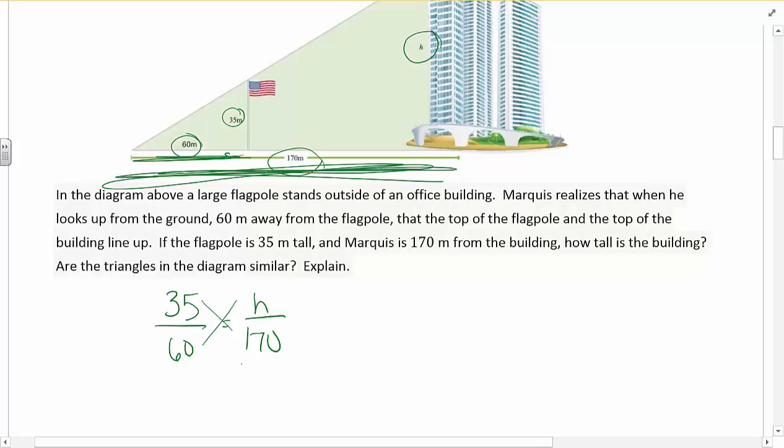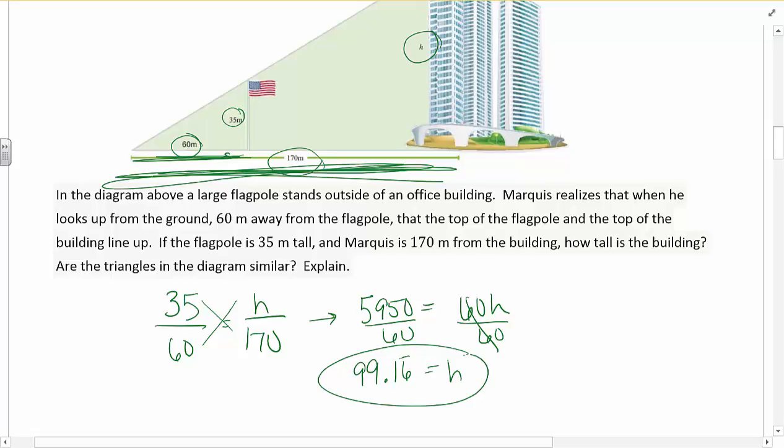And then you just cross multiply. So I cross multiply that. I get in my calculator 5950 equals 60h. Divide by 60, and you get h equals 99.16. It says, how tall is the building? Are the triangles similar? Explain.